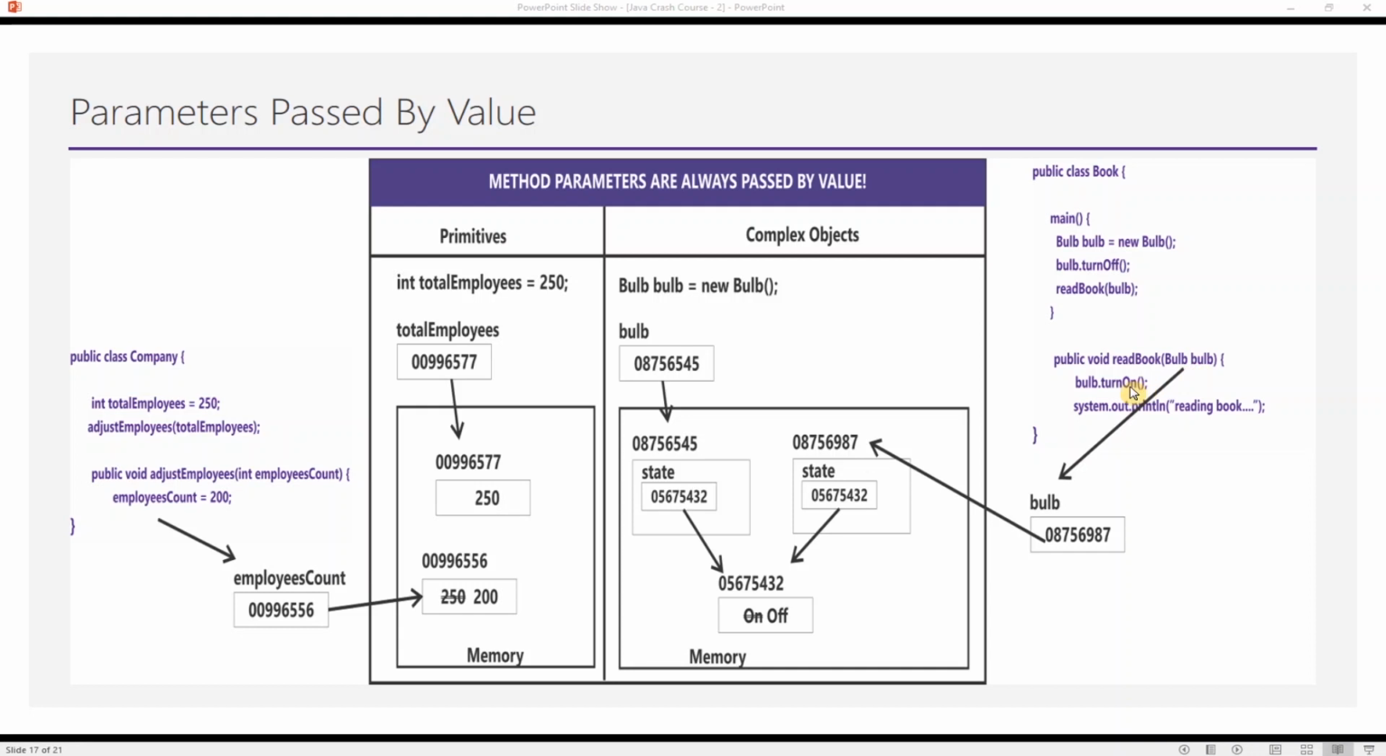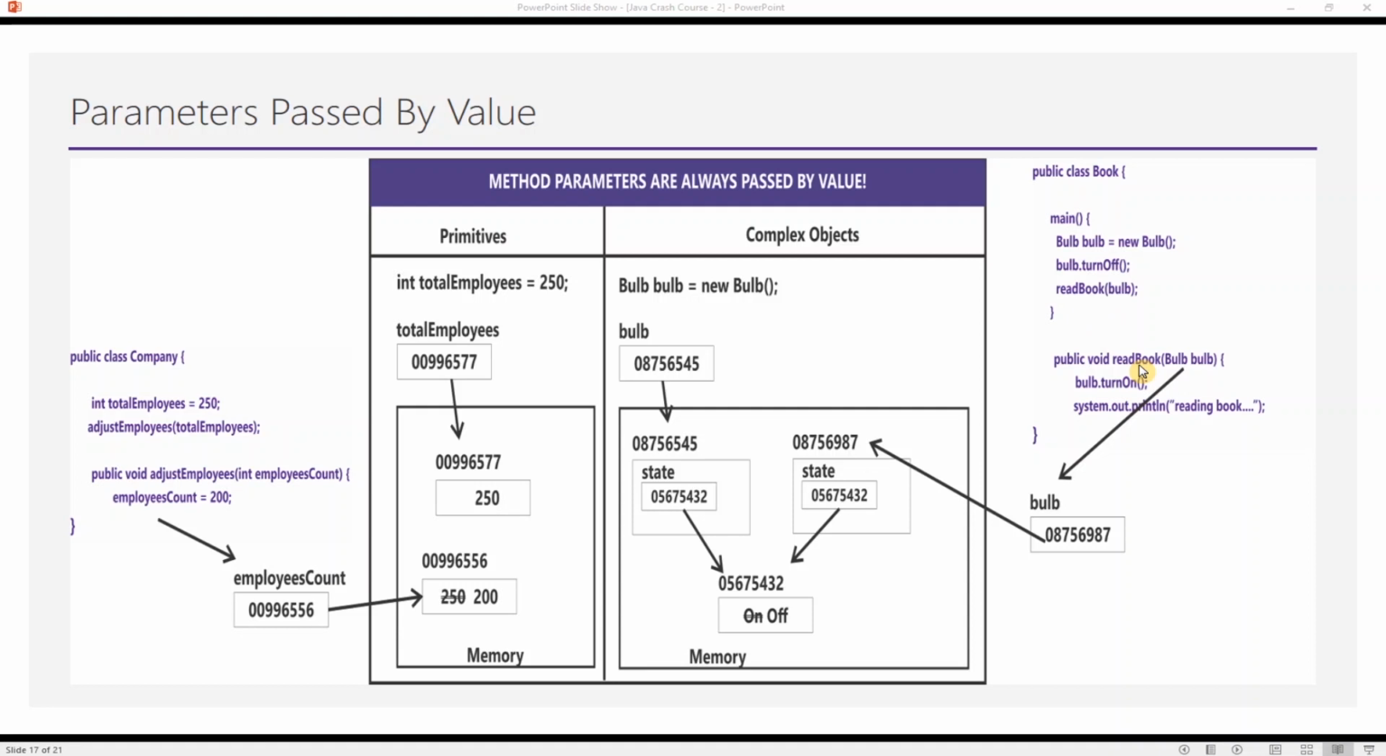Inside the method block, we turn on the bulb by making a call to the turn on method of the bulb object, supposedly because reading a book in a dark night requires the bulb to be switched on. This method is called from within the main method that creates a new bulb instance, turns it off by explicitly calling the turn off method, and then passes that object on to the readBook method.